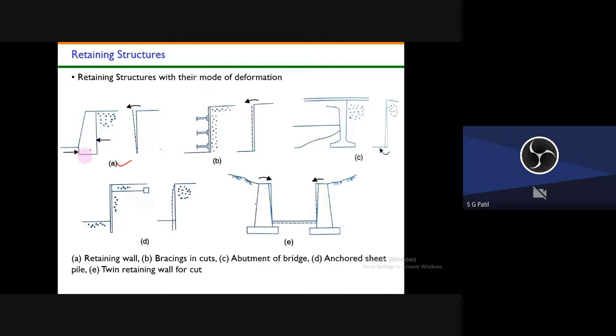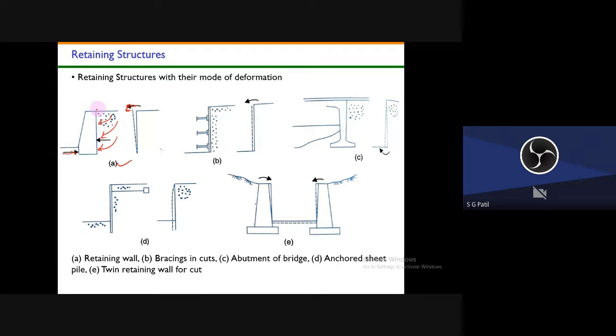So what is the mode of deflection? Here the soil will try to push this wall. The mode of deflection of this retaining wall is away from the backfill. Whatever backfill is there, the wall is trying to move away from it. Once the wall moves in this direction, whatever soil is present at the toe of this retaining wall will be pushed.